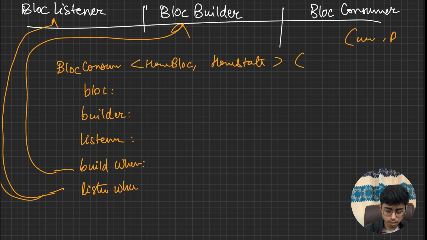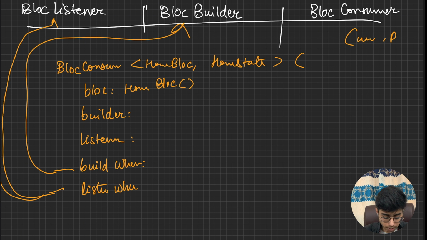Basically that current and previous which I told you, right? They happen in listen when and build when only. So basically they define when do you want to listen, when do you want to build, right? So this happens in listen when and build when. So there I did a mistake, but yeah, I hope you understood, right? So now in block you can define your home block.